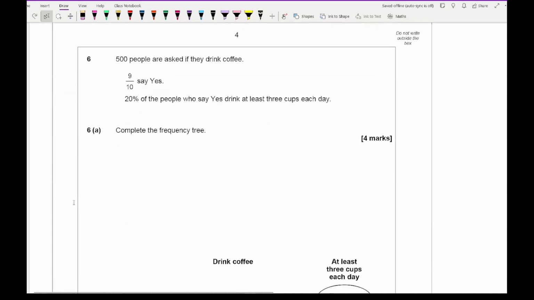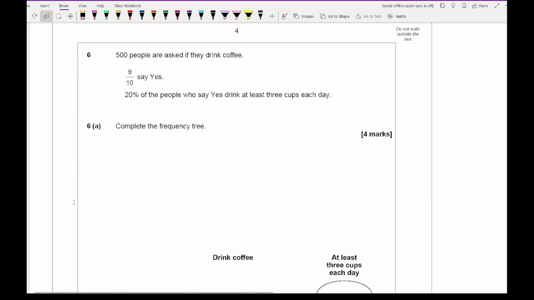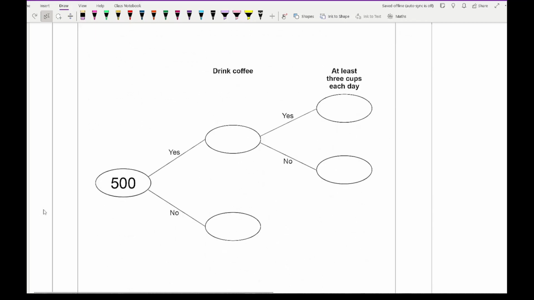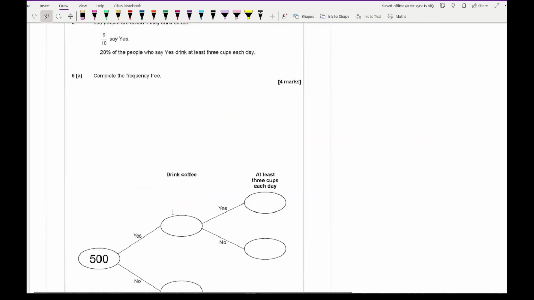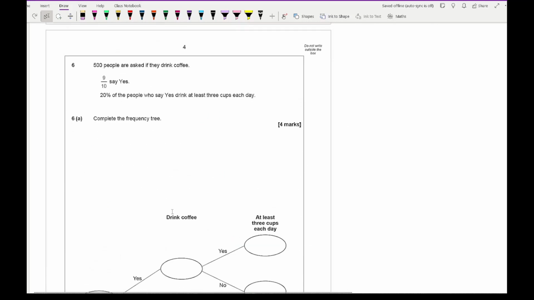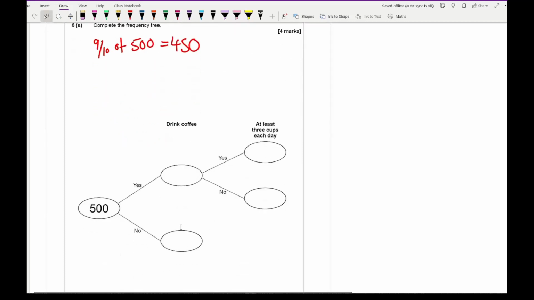Moving on to question 6, there's 500 people who were asked if they drink coffee. 9/10 said yes. 20% of the people who said yes drink at least 3 cups each day. Complete the frequency tree. So here, what we need to work out first, let me zoom out a little bit, and this is what we do. First of all, let's work out 9/10 of 500. 9/10 of 500 is 500 divided by 10, which is 50, times 9. That means then this.